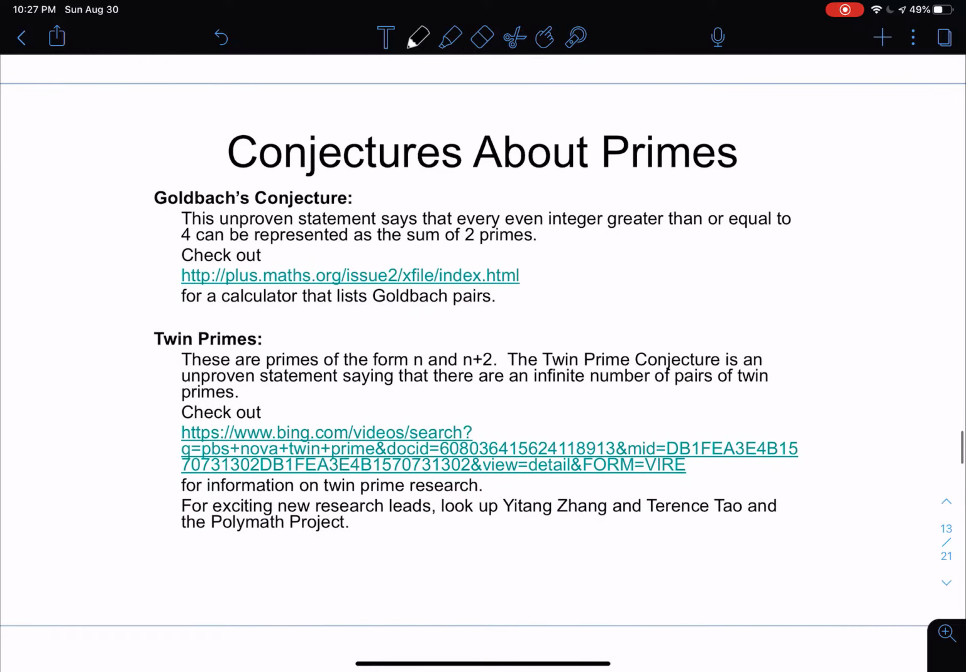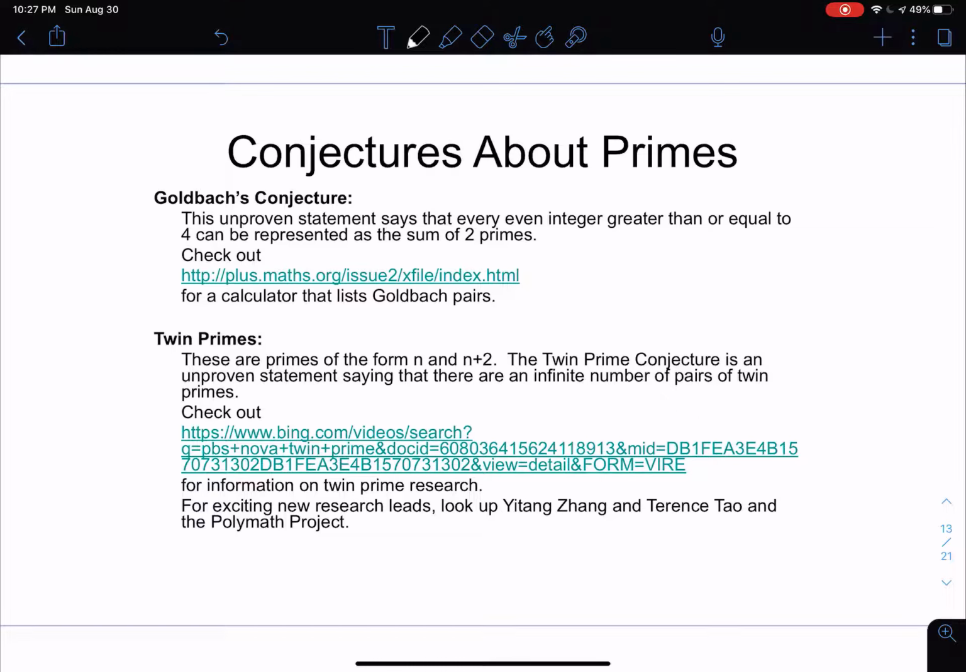A couple of really cool conjectures about primes. Goldbach's conjecture says that every even integer greater than or equal to 4 can be represented as the sum of 2 primes. If you'd like to play with some numbers and see what the Goldbach pairs are, that link there will take you to a nice little tool.